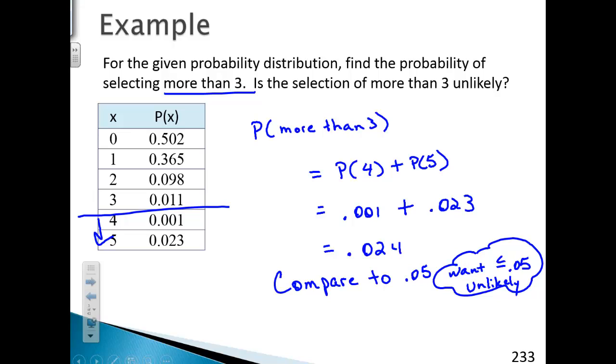Okay, so 0.024, how does it compare to 0.05? And I'm just going to tag a 0 on the end there. So 24 and 50. Well, 24 is less than 50, so 0.024 is less than 0.05. That means this is unlikely. So the probability of more than 3 is unlikely. So the answer to our question, is it unlikely, is yes.